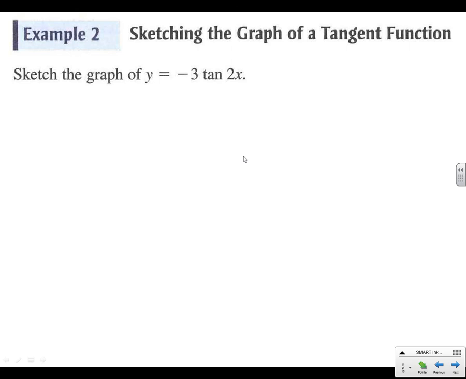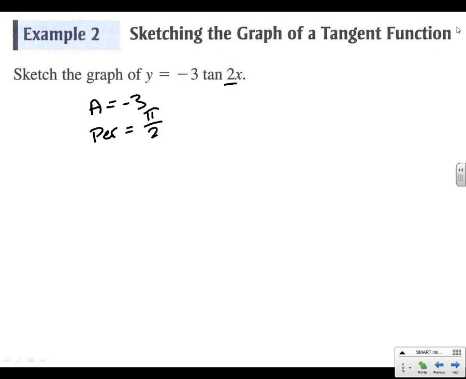All right, let's talk about this graph of -3 tan of 2x. So I've got an amplitude, and I've also got a period change. So the amplitude is -3. My period is pi over b, which is 2.